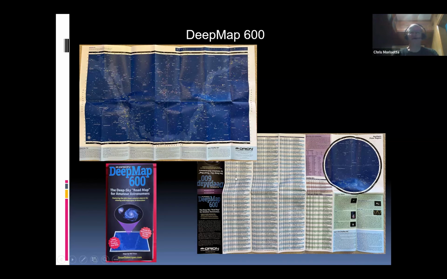On the back, you have the table. It has various information about each of the deep sky objects on the front of the map. Again, I can't say enough good things about it. It's only 15 or 16 bucks, so you really can't go wrong with the price. So that's one other reference that you can utilize.